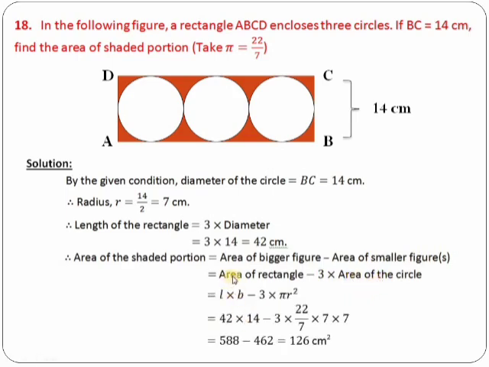So we have area of the rectangle is length into breadth minus 3 into area of the circle, which is pi r square. So length is 42, breadth is given as 14, pi is 22 by 7, and the radius is 7 centimeter. So r square becomes 7 into 7. So when you do the cancellation, it becomes 588 minus 462, and when you find the difference, you get your answer to be 126 centimeter square. Okay, so you may pause the video and note down your solution, and with this we close our chapter on area of a trapezium and a polygon. Thank you very much.